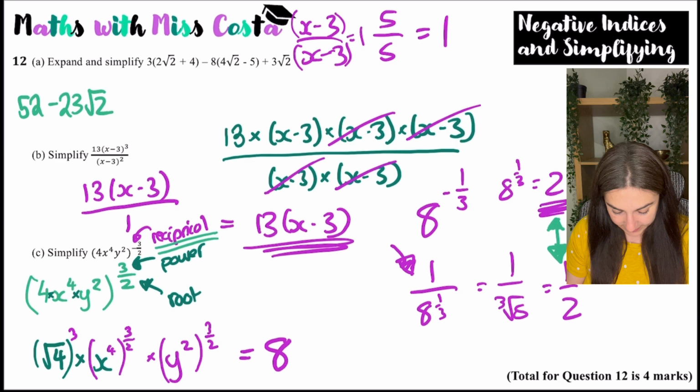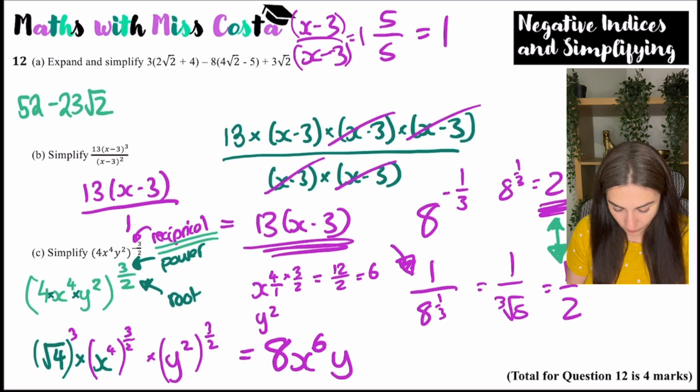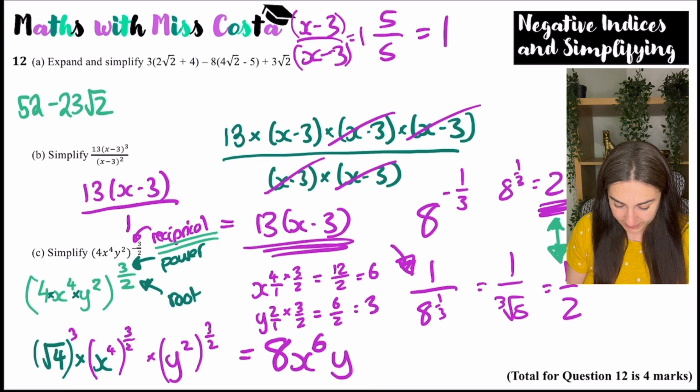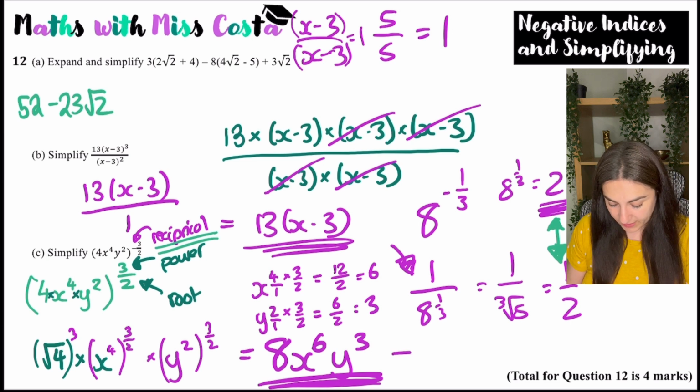And then x to the power of 4 times by 3 over 2, that would become 12 over 2, which is 6. So that would become x to the power of 6. And then y squared is being times by 3 over 2. So multiply the fractions, because remember in brackets, the law of brackets is you multiply the indices. So 2 times 3 is 6, divided by 2 is 3. Okay, so that is what that would be, but it's the reciprocal. So all I do is, the final step is 1 over 8x to the power of 6 y cubed.